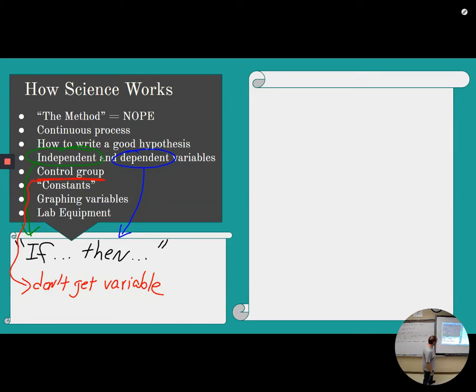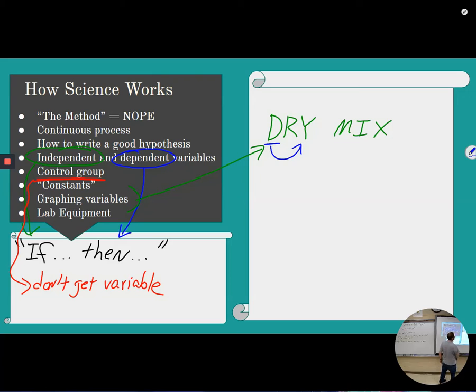We did talk about when you're graphing variables. Does anybody remember the little mnemonic that you use to remember what goes on the x-axis and what goes on the y? Try mix. Very good. Because your dependent variable you're going to put on the y-axis. Your independent variable, the one you're changing, goes on the x.